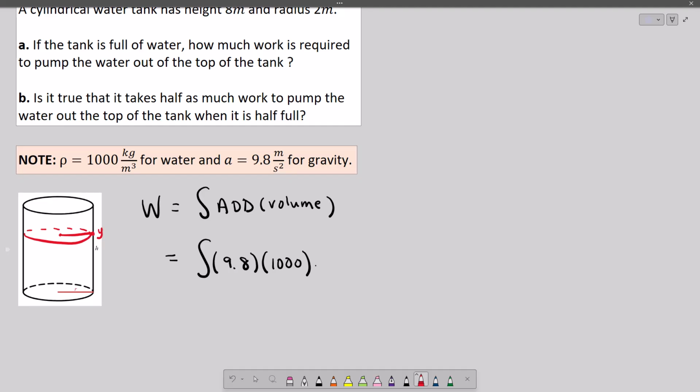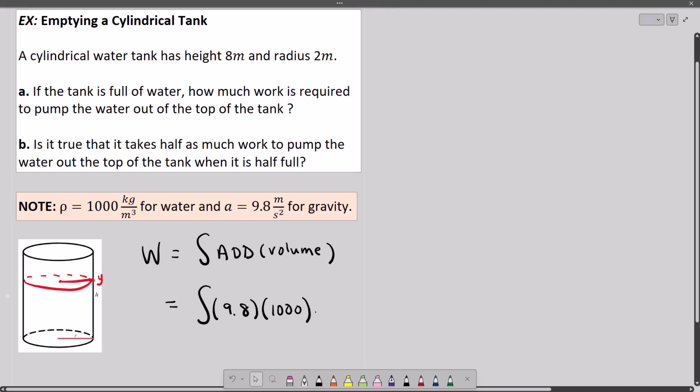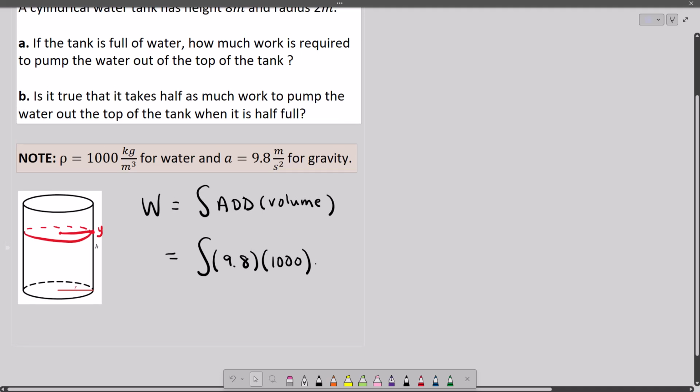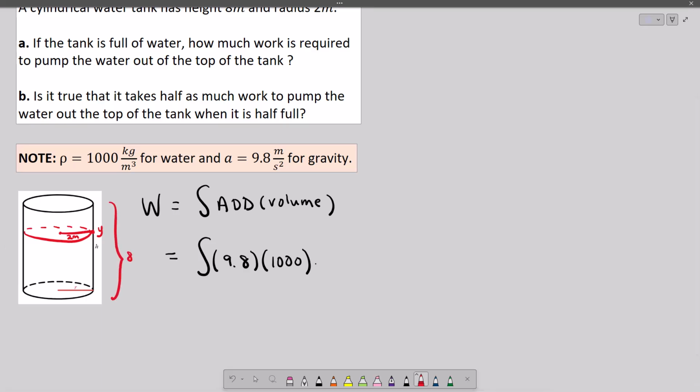This tank, we are told, is 8 meters in height, and the radius is 2 meters. So the radius across here is 2 meters, and this total distance here is 8 meters. So the distance traveled by this representative cross-section is what? The distance traveled is going to go from there down to here. That is the second D. What is that distance?